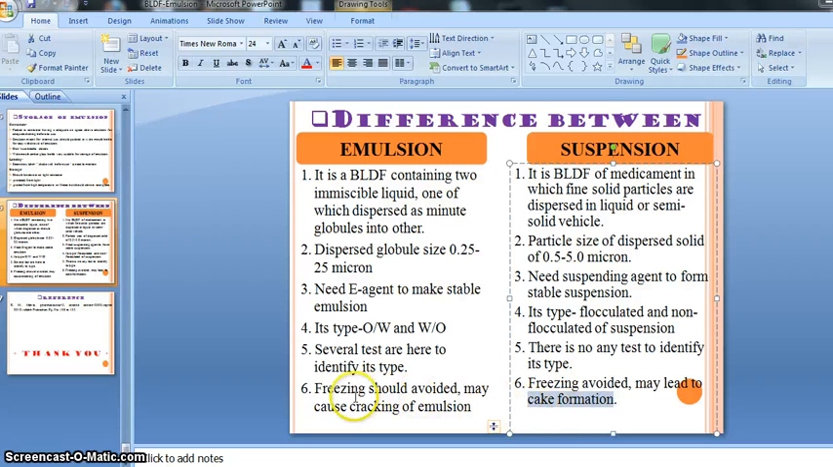So in this way, on the basis of freezing or storage, then identification test, then types, then what kind of agent, emulsifying agent or suspending agent, then dispersed phase size, and on the basis of definition, we can discriminate both preparations very easily, right? So you should remember carefully and read carefully.